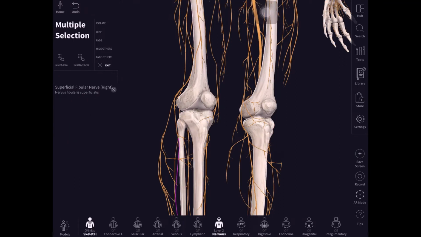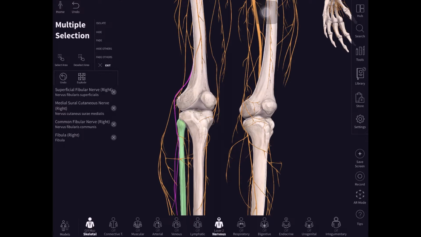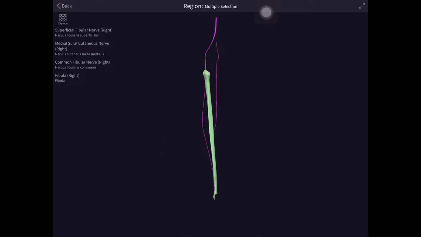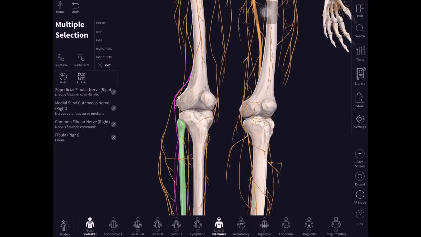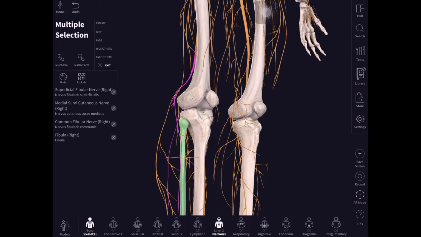And if I multi-select the fibula, and let us see. Now you can see here, something went wrong. Let me go back, what happened? Did I select something wrong? Yeah, that was something wrong I selected, not this one. Okay, so this now and this now, yeah.